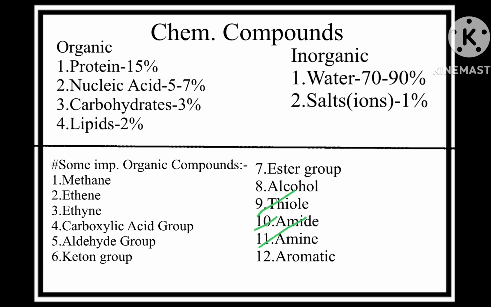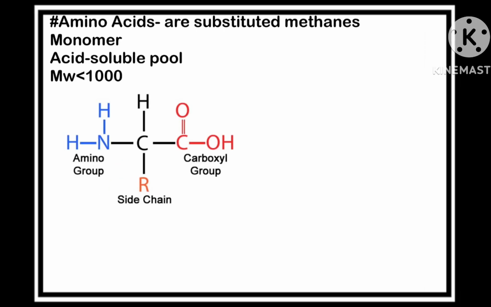So let's begin with amino acids. Amino acids are organic compounds containing an amino group, which is basic in nature, and a carboxylic group, which is acidic in nature. Are they substituted on the same carbon, which is the alpha carbon? Hence, they are called alpha amino acids.